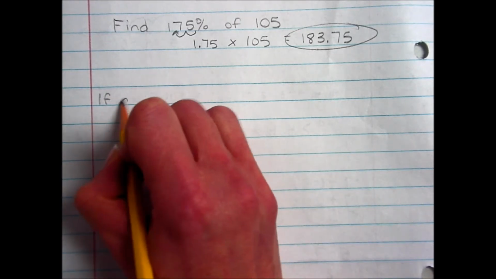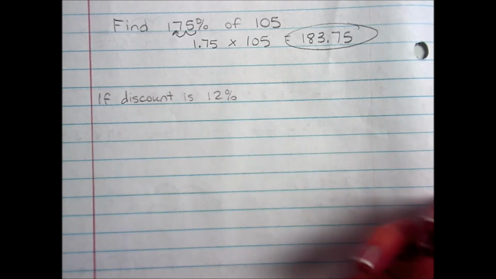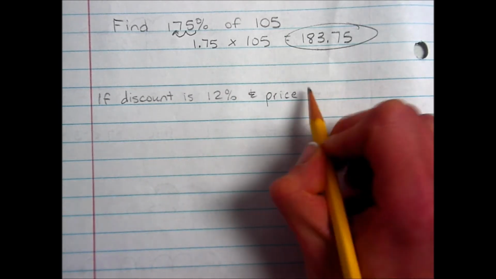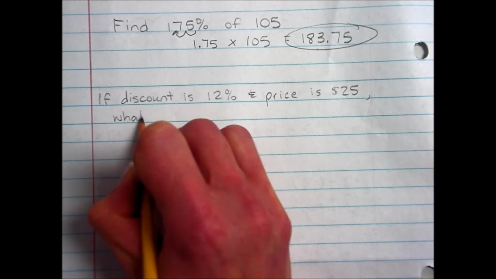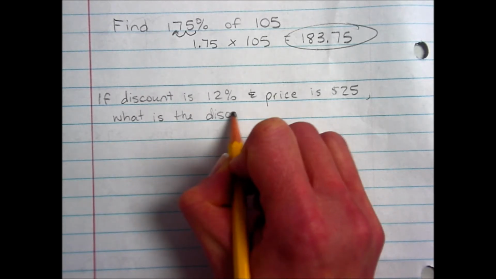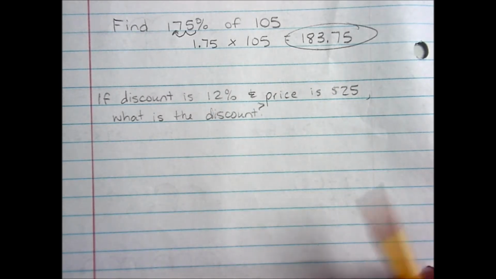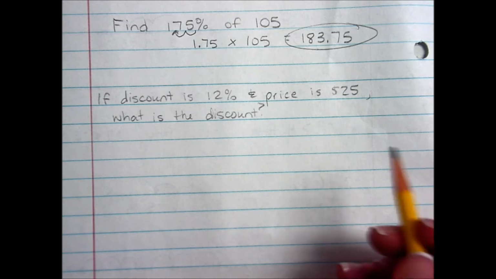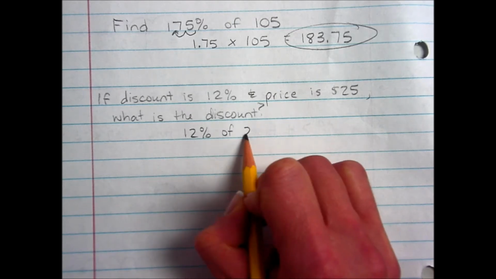So if your discount is, say, 12%, and the price of the shirt that you want to buy is $25, what's the amount of the discount that you'll get on your shirt? So this problem is actually set up the exact same way that we've been setting up the other problems. To find the discount, we'll just take 12% of the total, which was 25.